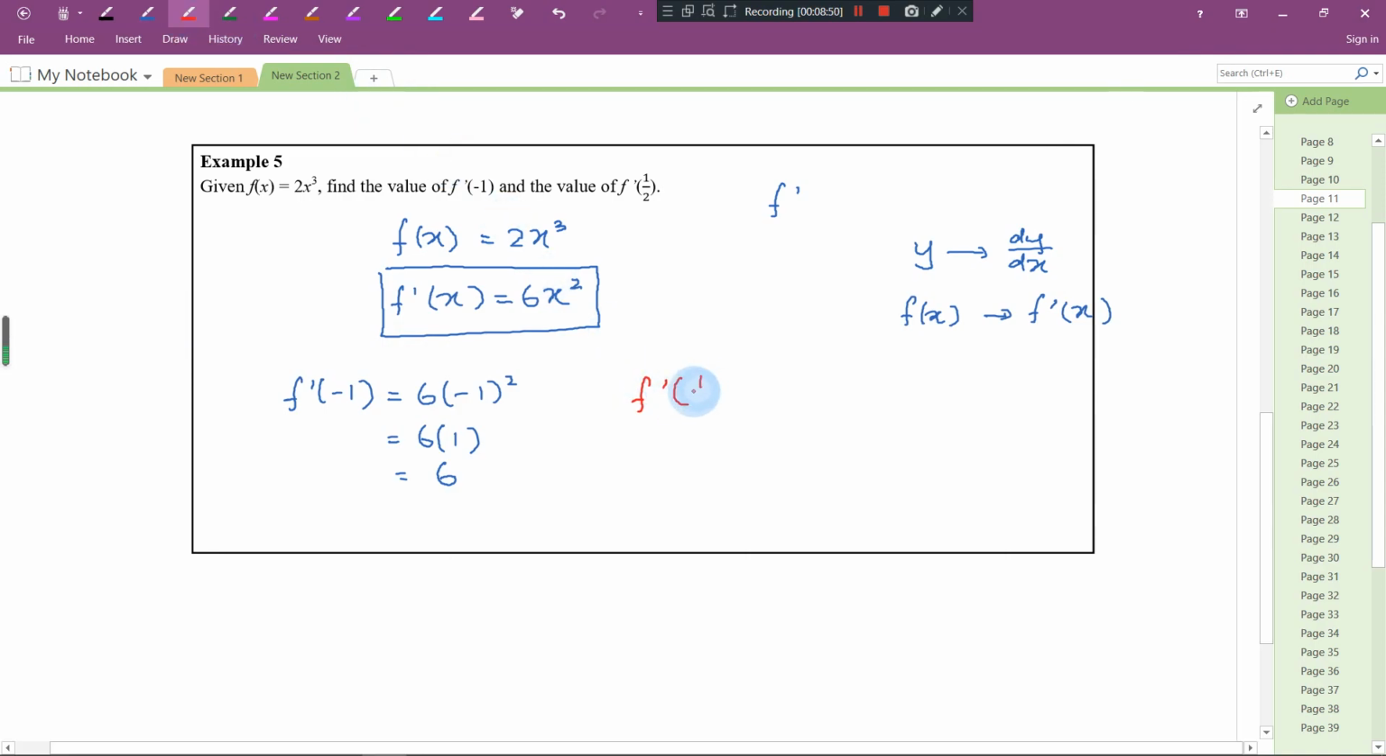f prime of 1 over 2. This is 1 over 2, so we have to put 1 over 2 over here. 6 times 1 over 2 squared. 6 times 1 over 4. So you simplify it, you divide by 2, divide by 2, 3 over 2. Or if you want to write 1.5, it's the same thing. So this means that the tangent of this curve at the point when x is equal to 1 over 2, the gradient is 1.5 or 3 over 2.